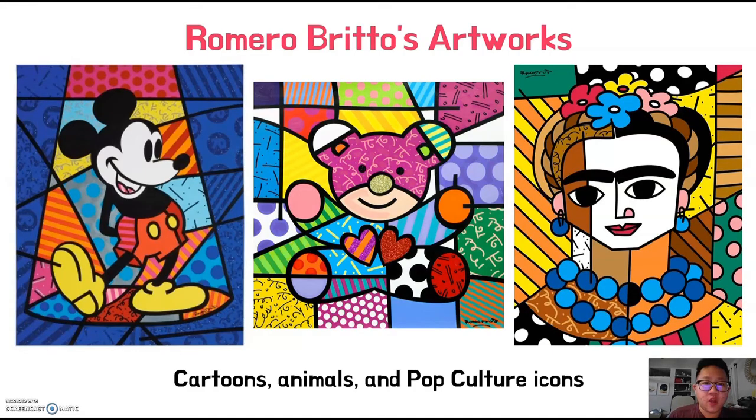Now that we watched that video where we got to learn a little bit about Romero Britto, let's go ahead and look at some of his famous artworks. So in many of his artworks, he loves to use cartoons, animals, and pop culture icons, just like in these three examples over here. The middle one, we see a bear. He often uses a lot of different cute animals to relate with people and make people happy when they see an animal. And he also uses cartoons, often from pop culture.